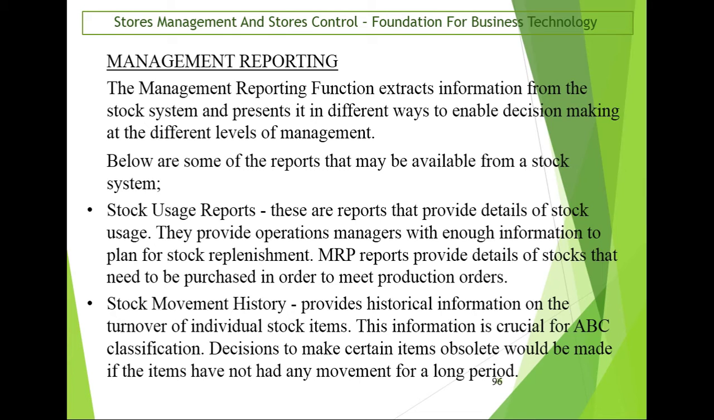Decisions to make certain items obsolete would be made if the items have not had any movement for a long period. So you would print a stock movement history and then analyze which items have not moved at all, say for the past 6 months, or which items have had very minimum movement. You can then decide not to buy those items again and only wait until you have an order that requires that particular item.